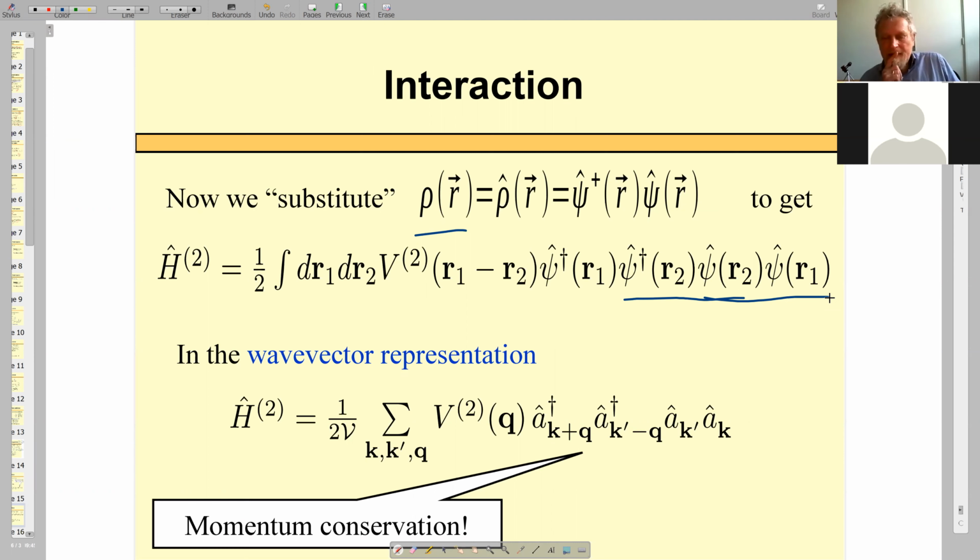Fine. Now I want to make it in the level representation, and in a particular system of levels, which are plane waves. In other words, I want to get it in wave vector representation. How can one do this? One can run a Fourier transform of all these functions.